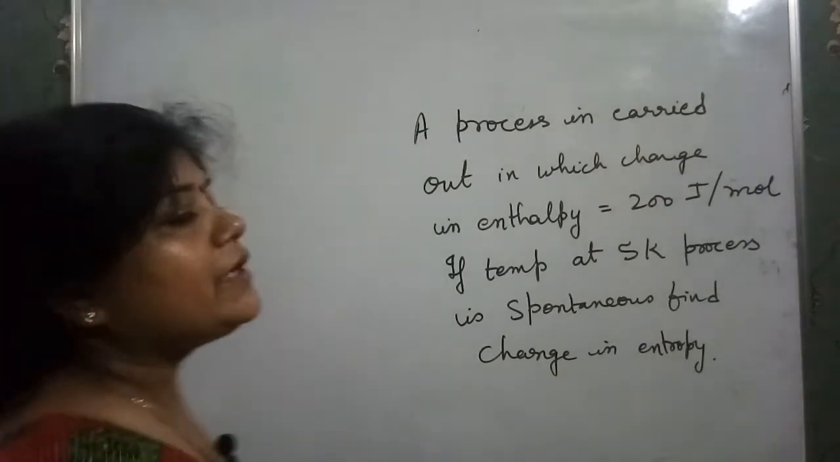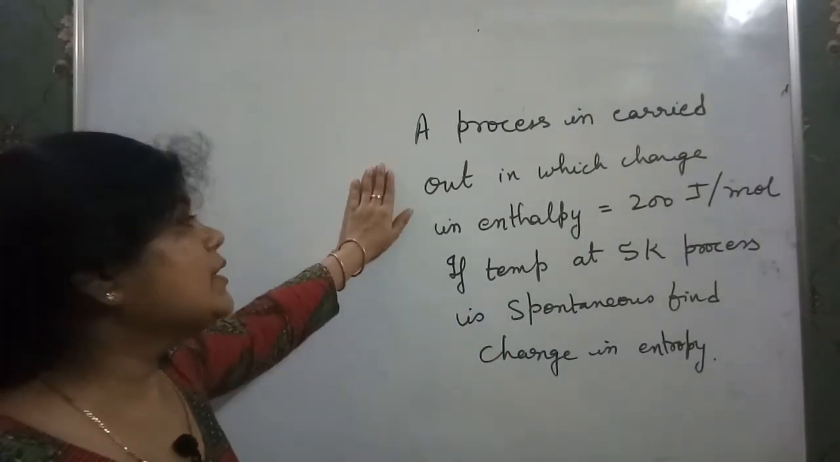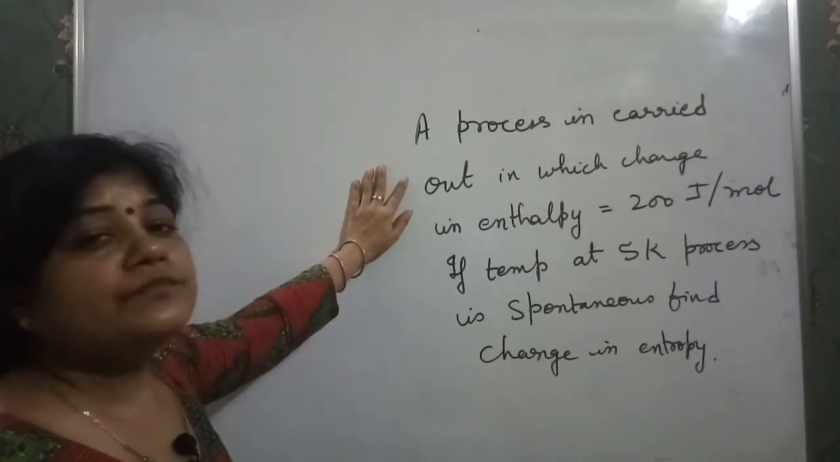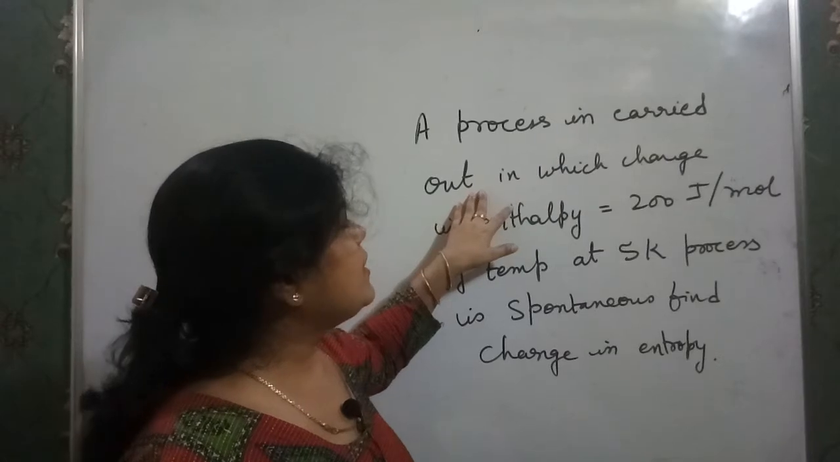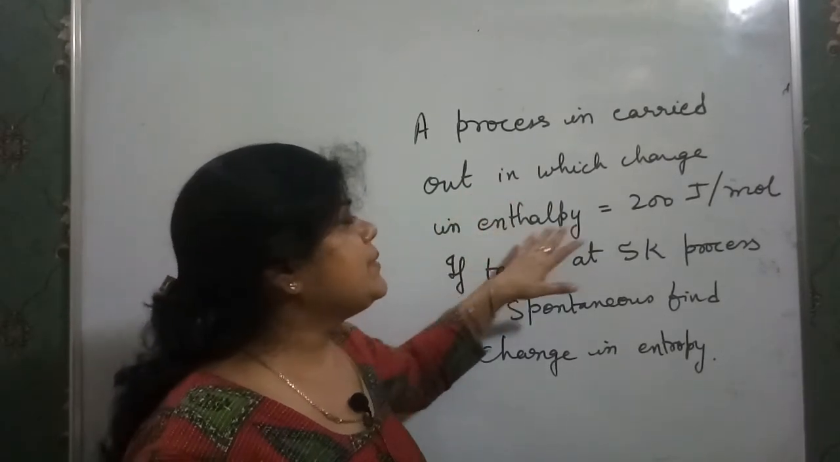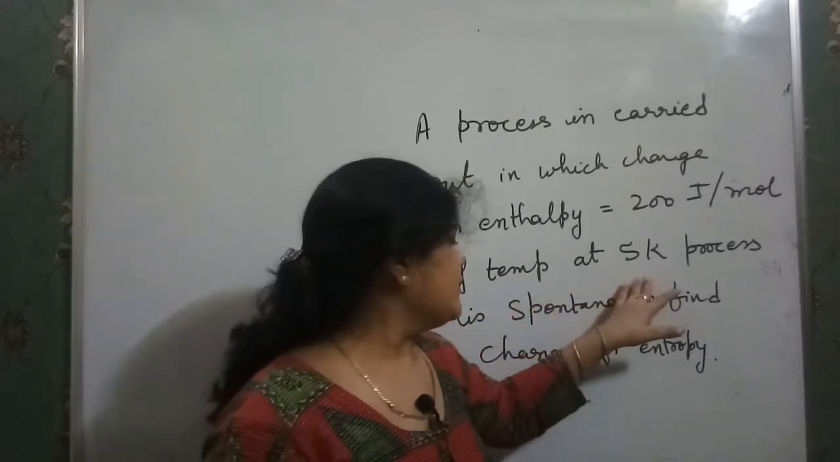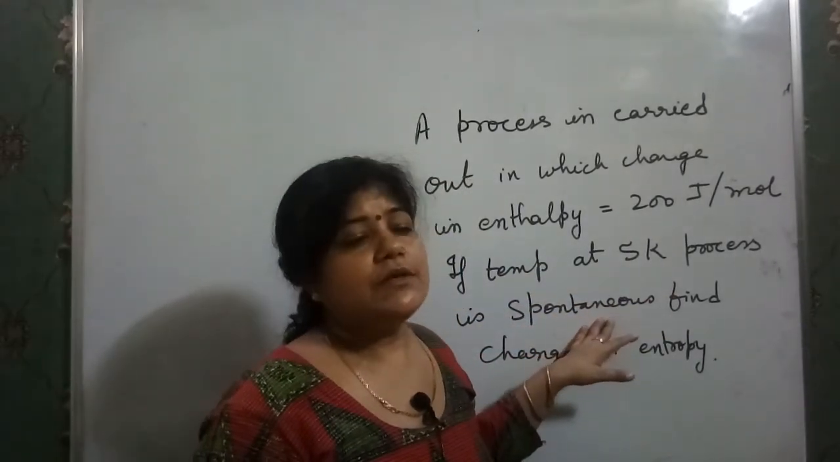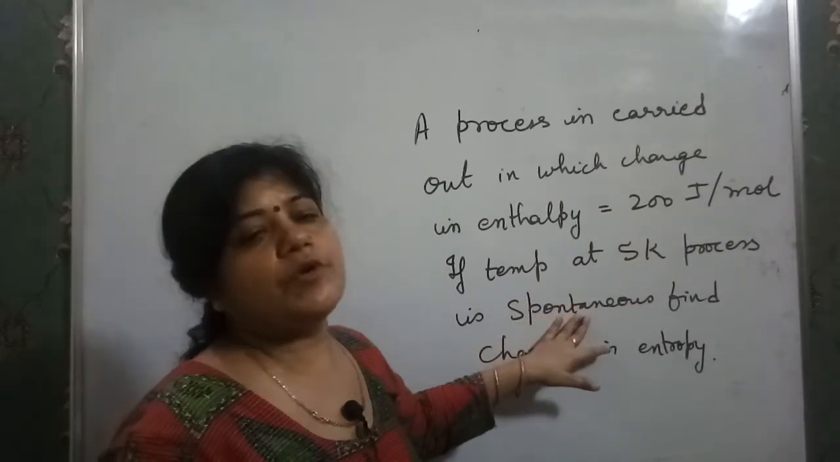As I told you earlier, I am going to take another question in which we use the Gibbs-Helmholtz energy equation, and the question is based on that concept. The process is carried out in which the change in enthalpy is 200 joule per mole, the temperature is 5 Kelvin, and the process is spontaneous.